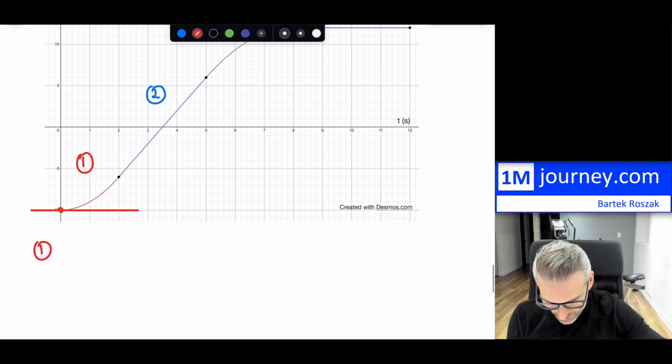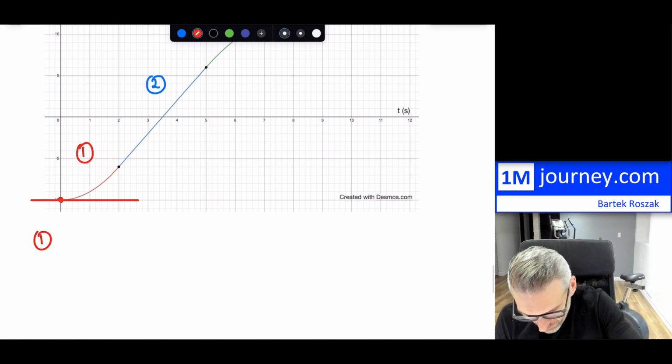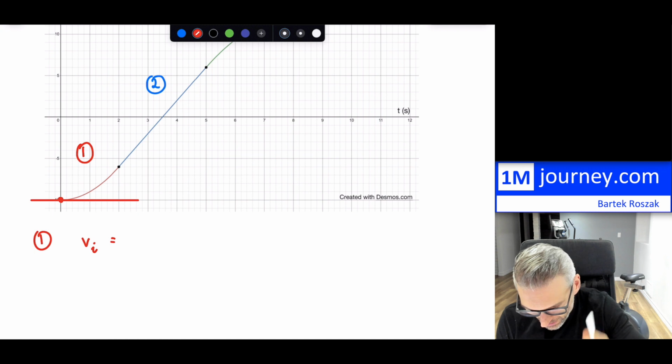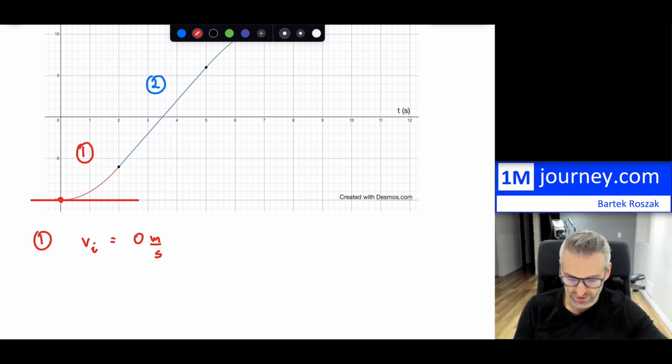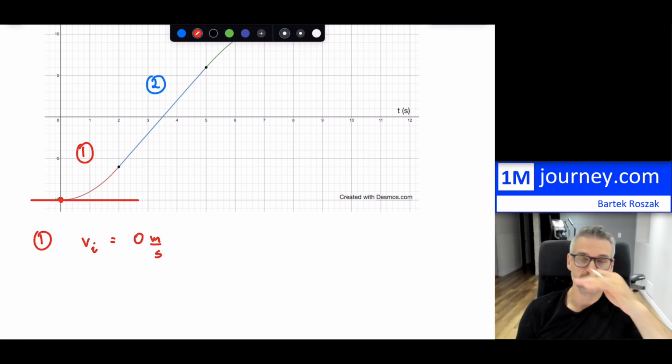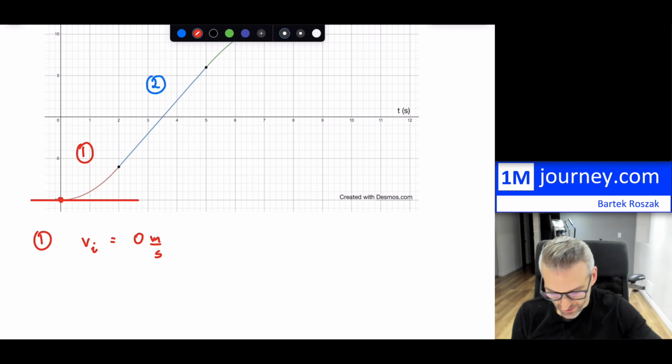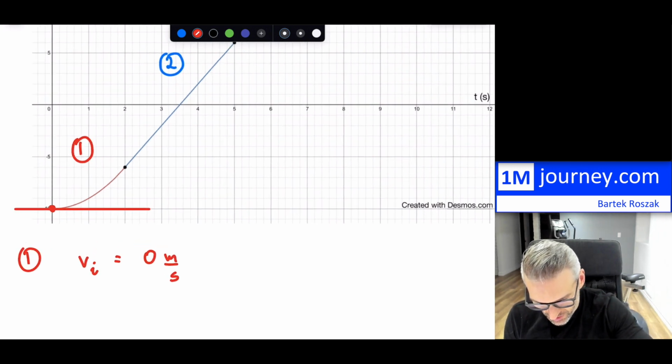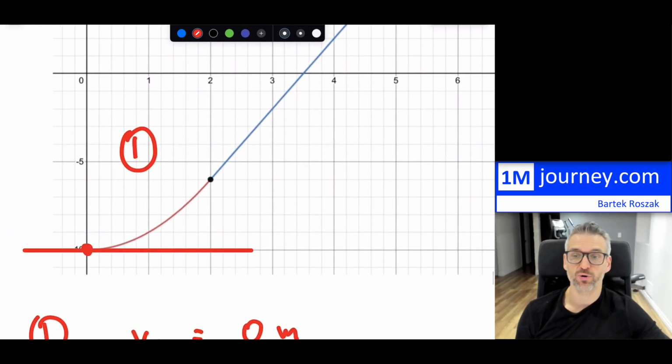So the first thing that will happen is that your initial velocity is going to be right here, and that's just 0 meters per second. That's what you're going to have initially, because it's just a flat line. Now the next thing that happens, and this is the only thing that you have to worry about, is the initial point and then the final point.